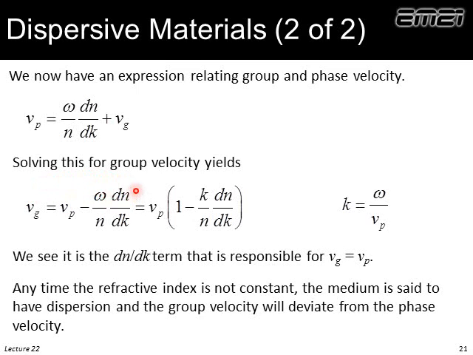It's only when refractive index is changing, when whatever material this is is dispersive, that suddenly group velocity is smaller than phase velocity, potentially smaller. It really depends on the sign of this derivative.